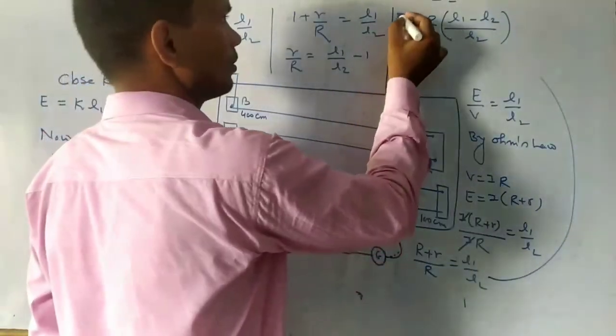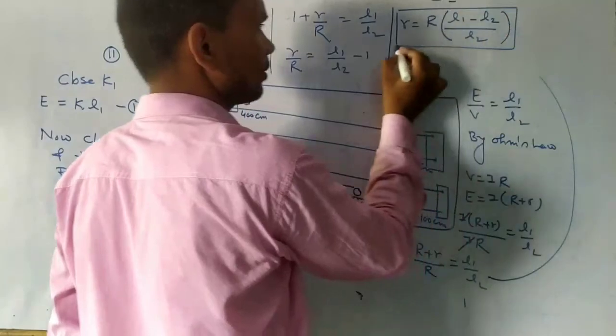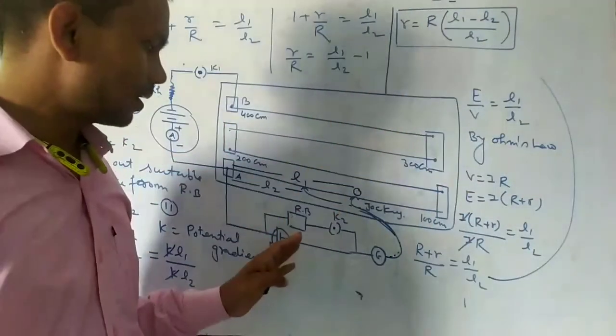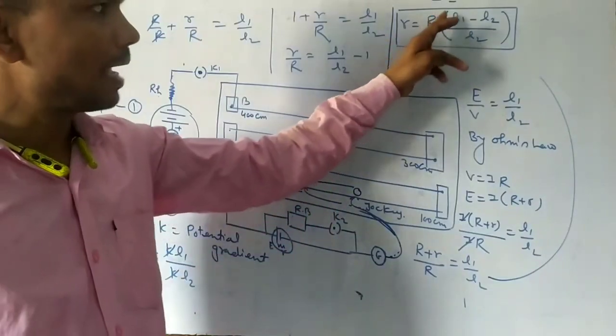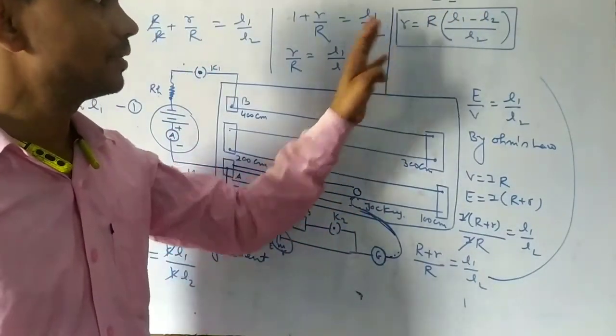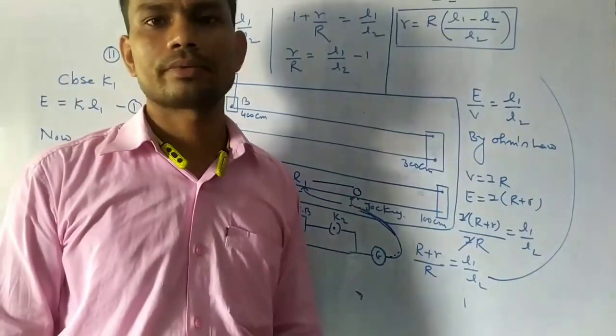So this is the formula for calculation of the internal resistance of a cell. R is what we take out from the resistance box, and L1 and L2 we know from the measured lengths, so we can easily calculate the internal resistance of a cell.